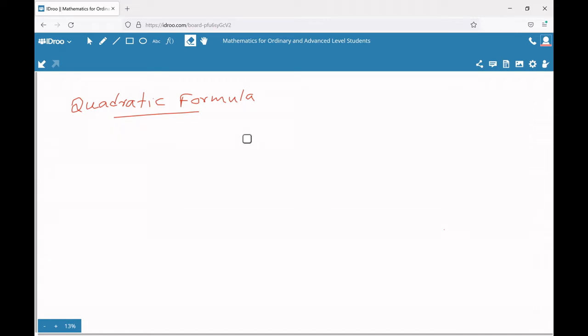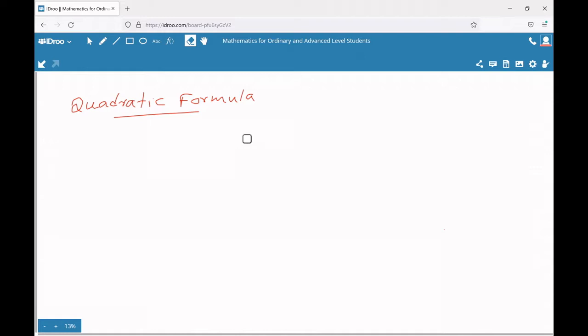Today, we're going to look at how we can derive the quadratic formula that is really important in any level of mathematics, in GCSE O level or the GCSE advanced level. So this is a really important formula. Most of the time you might be using it, but some of you may not know how to derive it. So let's look at how we can derive the quadratic formula.